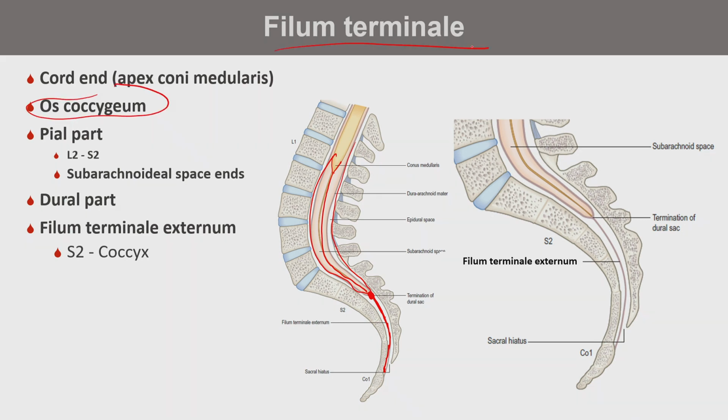So the filum terminale has two parts. One is called the internal part. It's in the dural sac, surrounded by the subarachnoidal space, surrounded by cerebrospinal fluid. And then the second is the external part, which is covered by dura mater, but also layers derived from pia and arachnoidea, and is fixed to the S2 segment of the tailbone. So this is the filum terminale.